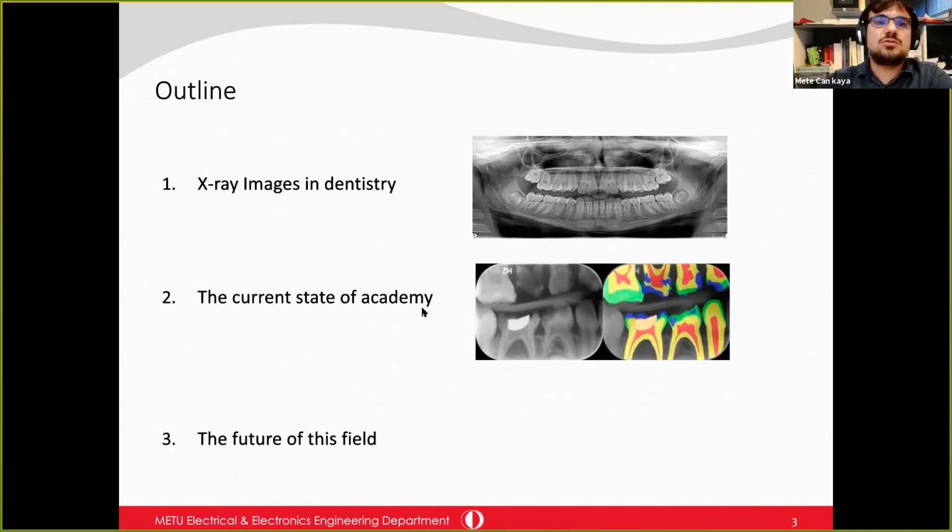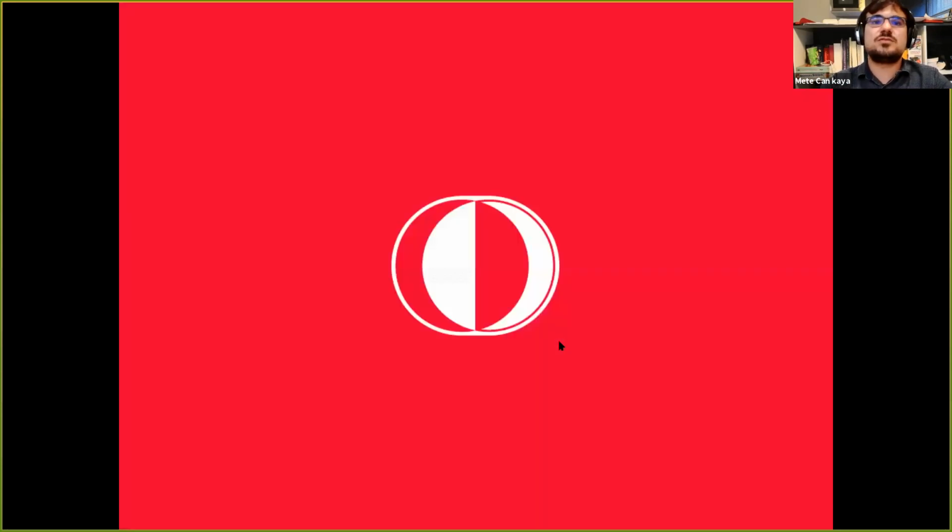Then I will pass to the current state of academia, so what has been done. Here you can see a segmented X-ray image, where you can see the root and other parts of the tooth have been segmented. Then I will pass to the future of this field, whether this application will pass to industry or not, or what will happen basically. And thank you for your attention. Is there any question?